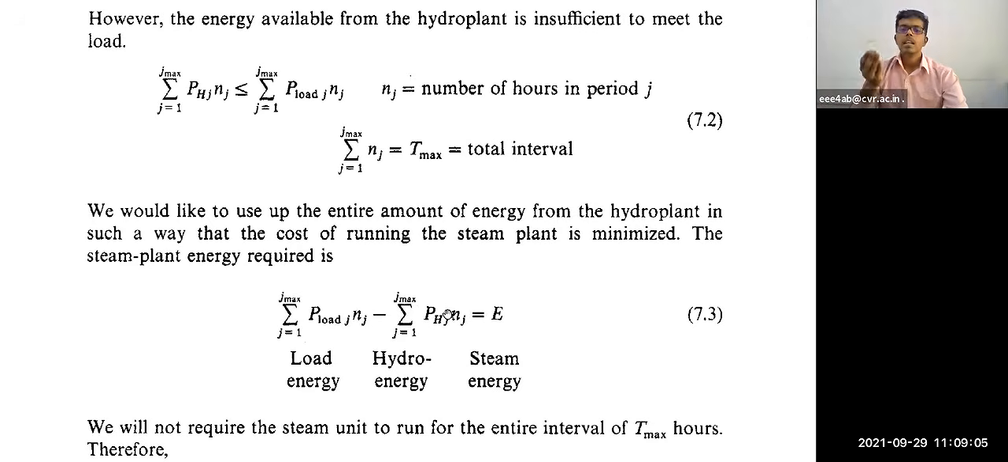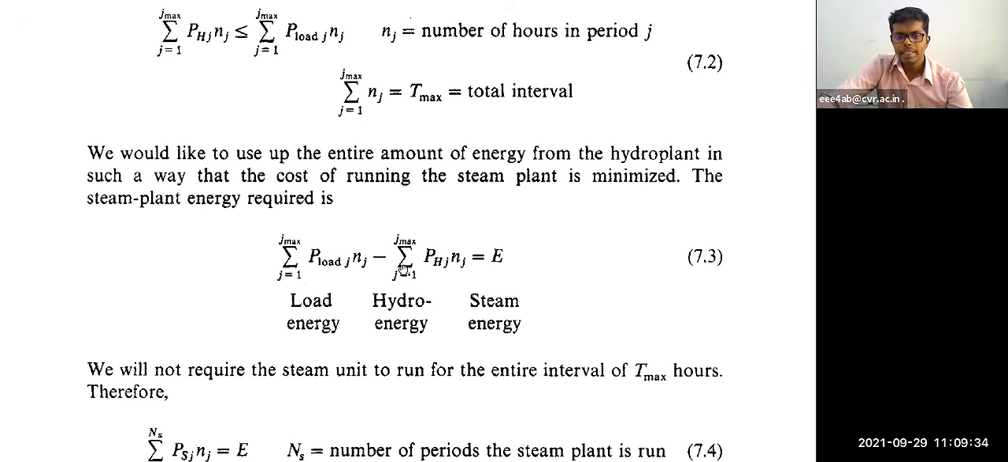Because the load is, say for example, 1000 megawatt. From hydro you are generating 600 megawatt. From steam, because you are utilizing it less, you are generating only 400 megawatt. But it is satisfying the demand. So hydro plus steam, that is 600 plus 400, is equal to load. Load is nothing but demand. So that is 1000.